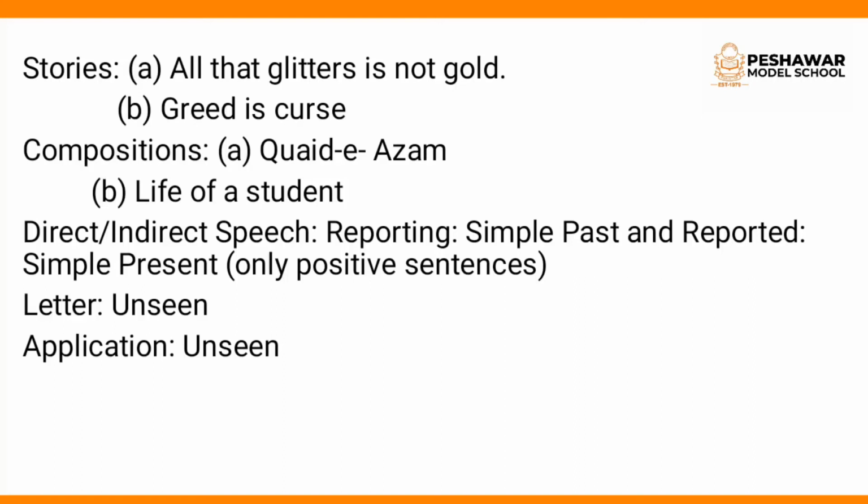Direct and indirect speech, reporting. You know that there are 2 parts of a direct sentence, reporting and reported. Both of them have their own tenses. In the direct and indirect speech which we are learning at this stage, the reporting speech will be in the simple past tense and the reported speech will be in the simple present tense, and we will do only positive sentences. There is one letter and one application. The letter is unseen and the application is also unseen.